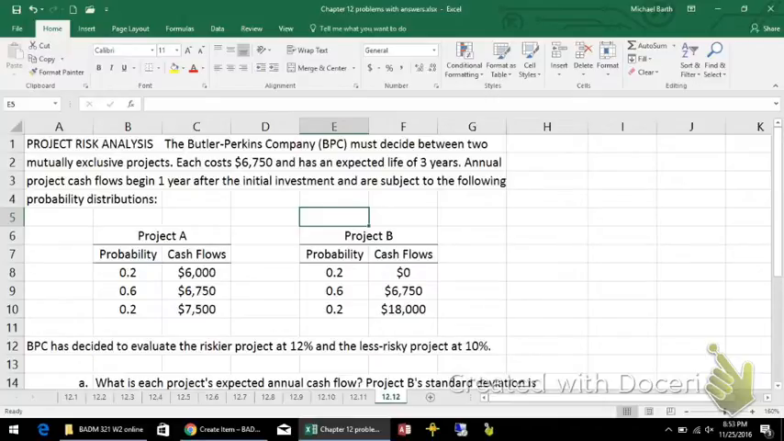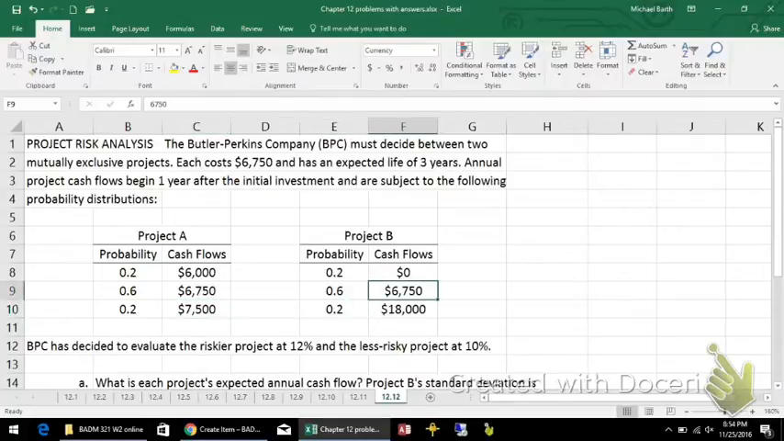That means they can choose A, or they can choose B, or they can choose neither of them, but they can't have them both. Each of them costs $67.50 and has a life of 3 years. Then we have annual project cash flows beginning in year one, but there's some variation in there. For Project A, there's a 60% chance that it's $67.50 per year. It can be as low as $6,000, as high as $7,500. That ain't a large window of change.